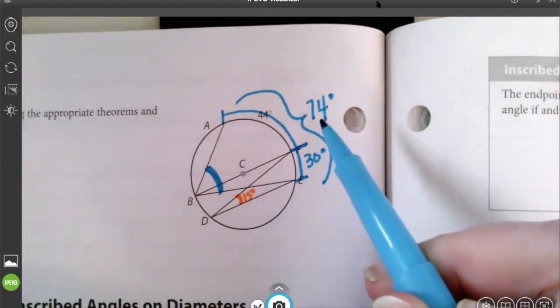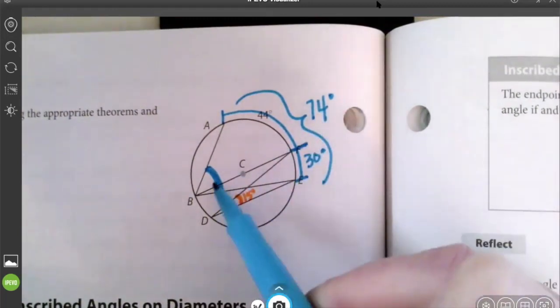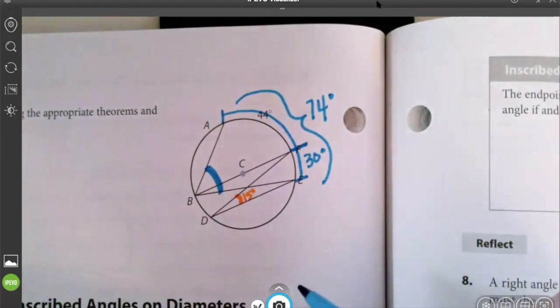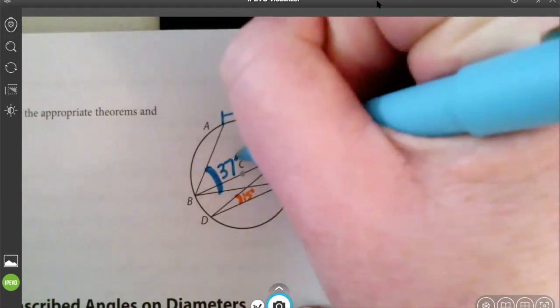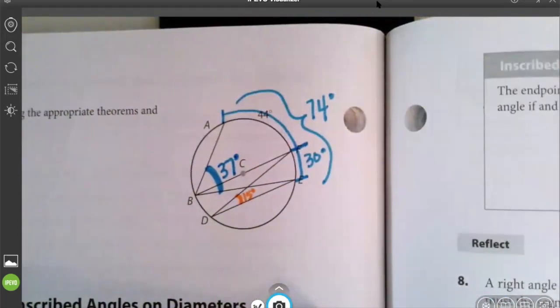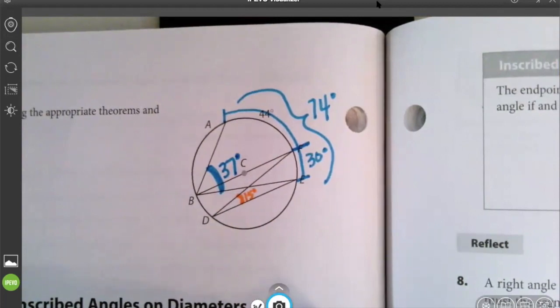If the arc is 74, I need half of that to find ABE. So half of 74 would be 37. And there you go, you found it. Right? Not a whole lot of complicated stuff, just some times 2 and some multiplying by 2.